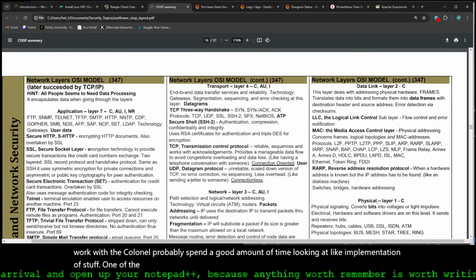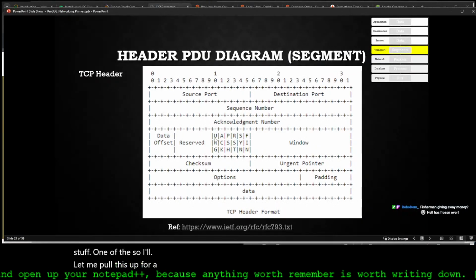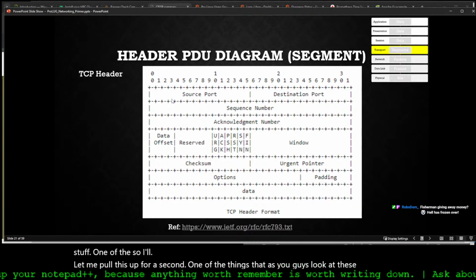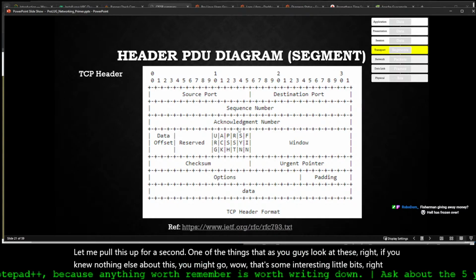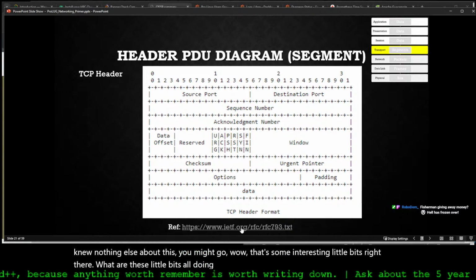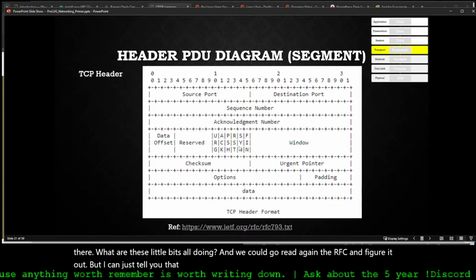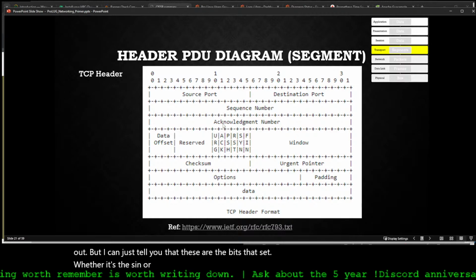Let me pull this up for a second. One of the things as you look at these, if you knew nothing else about this, you might go, oh wow, that's some interesting little bits right there. What are these little bits all doing? We could go read the RFC again and figure it out, but I can just tell you that these are the bits that set whether it's the SYN or the SYN ACK or just the ACK.